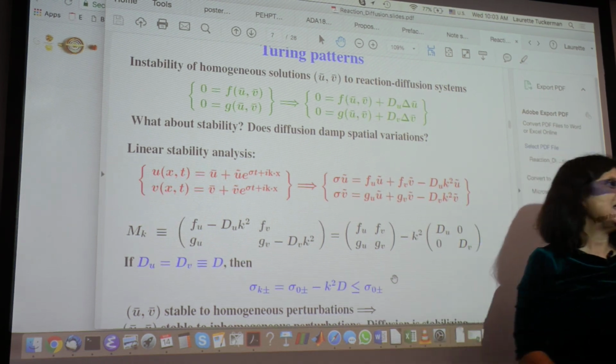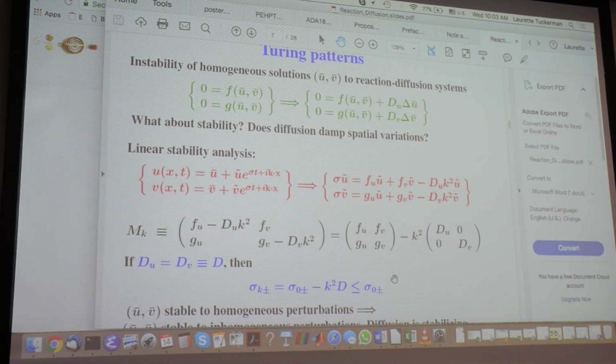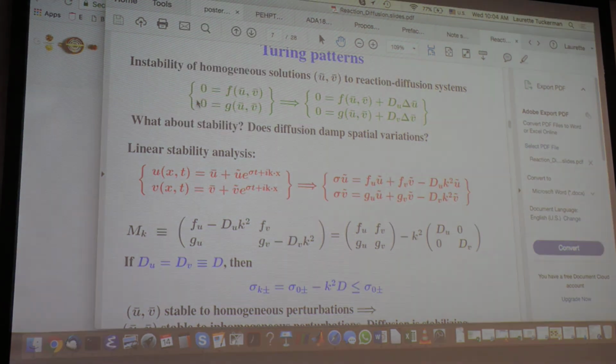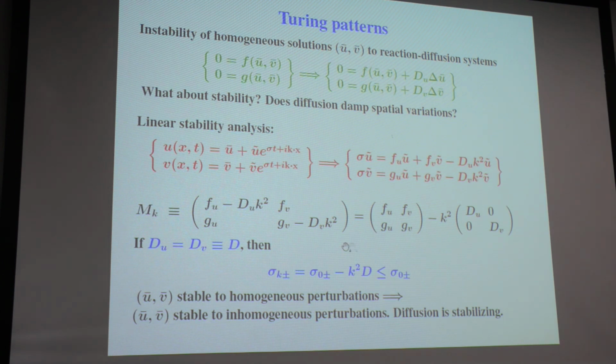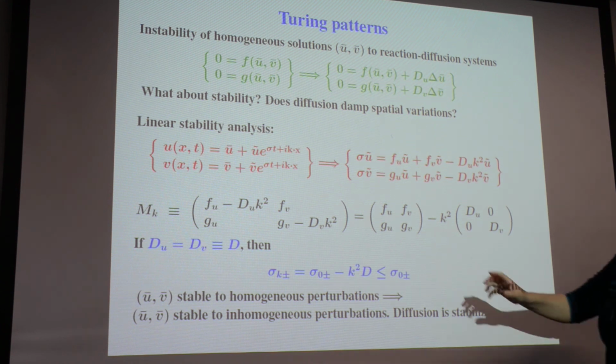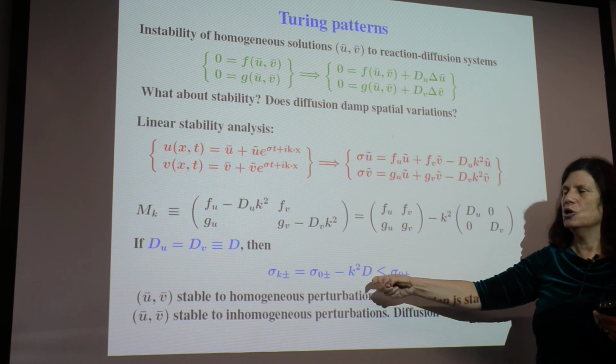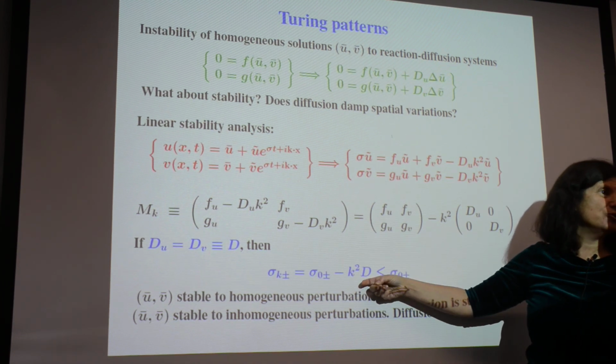Okay? Hence, if the two diffusion coefficients are the same, then you cannot have a Turing pattern, a Turing instability, as it's called. We'll get to that later. Because if you're stable in a homogeneous way, then you're even more stable when you put in diffusion, which is the intuition.